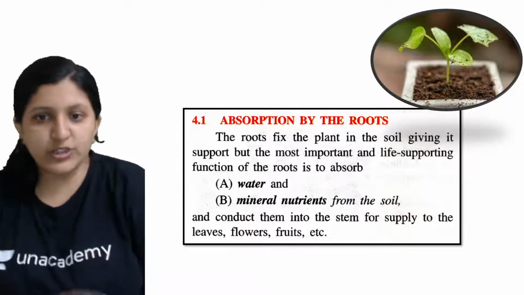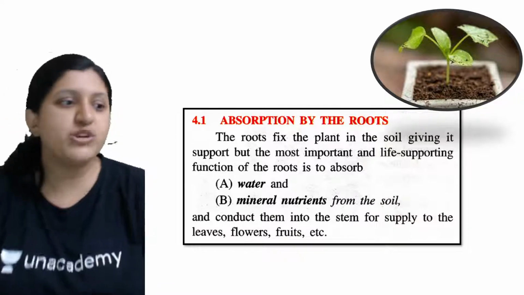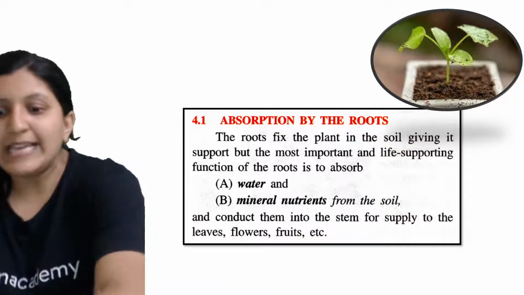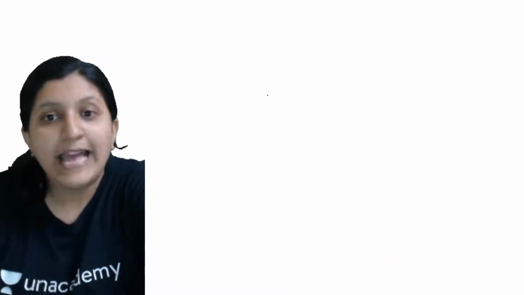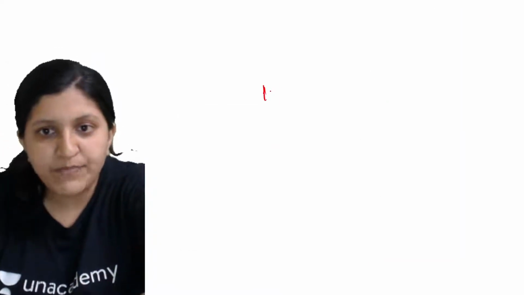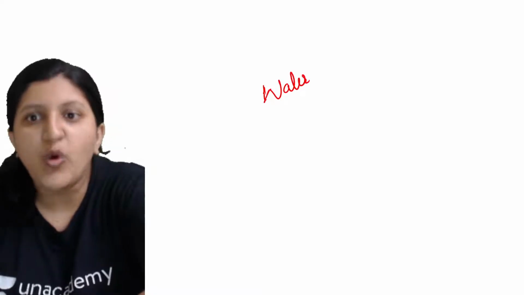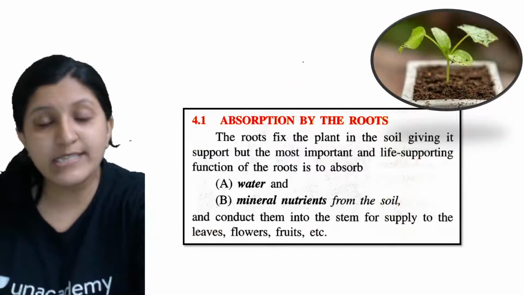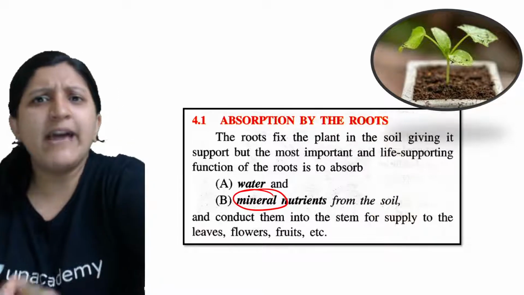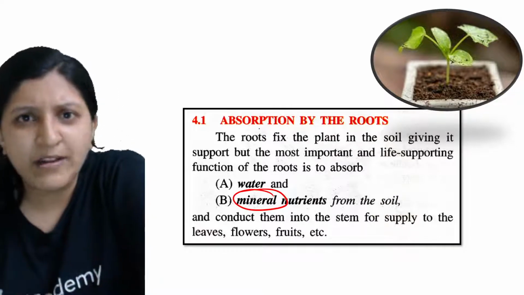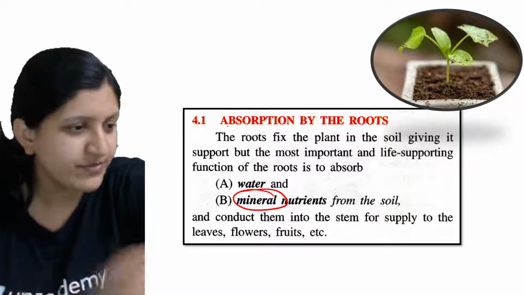Okay, so now let's get started. This is with respect to absorption by the root. So what exactly happens? You can see that water is being absorbed. So there is the absorption of water, and not just the water, along with that the minerals are taken. Any idea why exactly water or minerals are required for a plant?